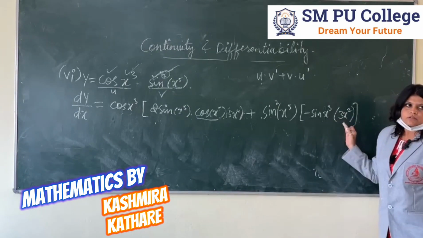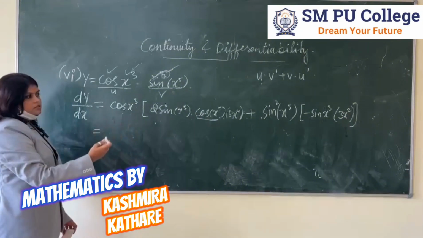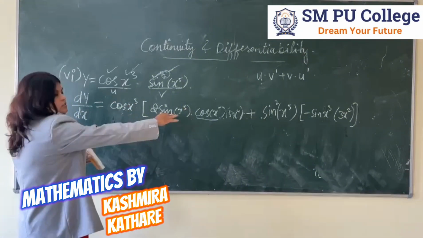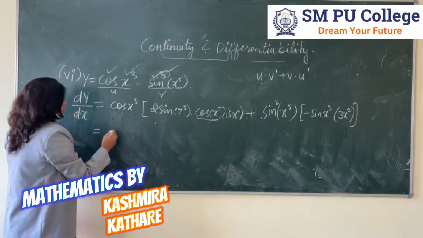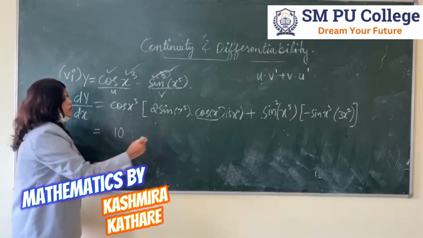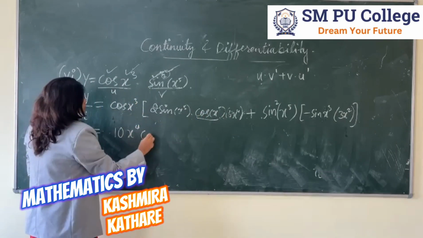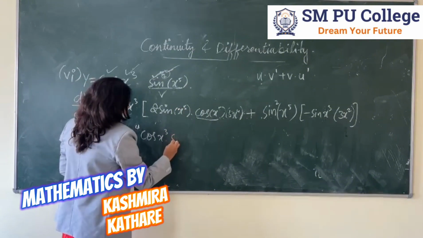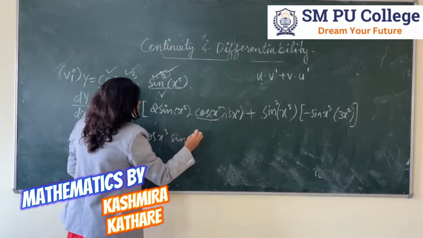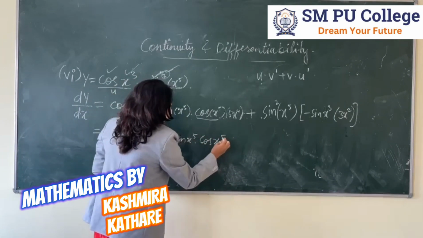3x square. Now just arrange these values. First we will write the numbers, then variables and these functions. This 2 and this 5. 2 into 5, 10. We'll take this out, x raised to 4. Then we'll write this cos x cube. Then this sin x raised to 5. Then this cos x raised to 5.